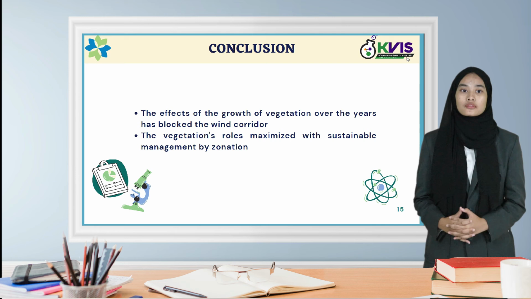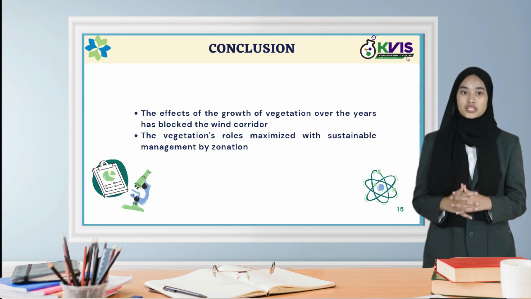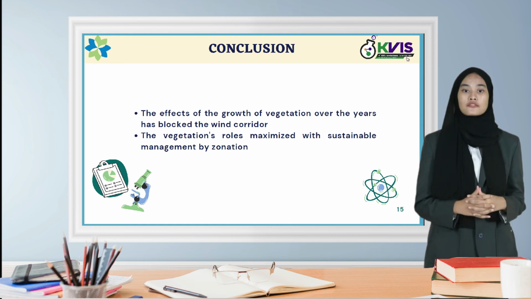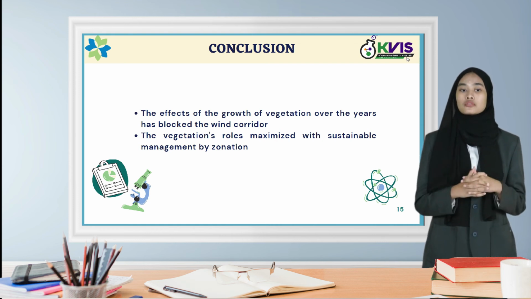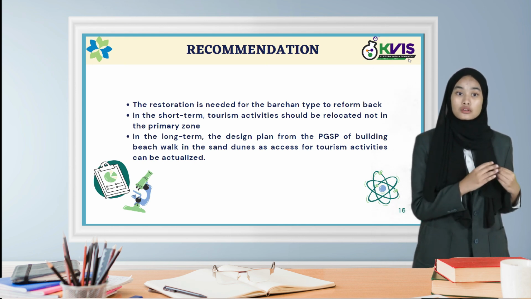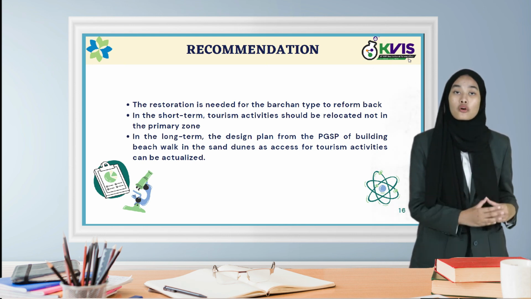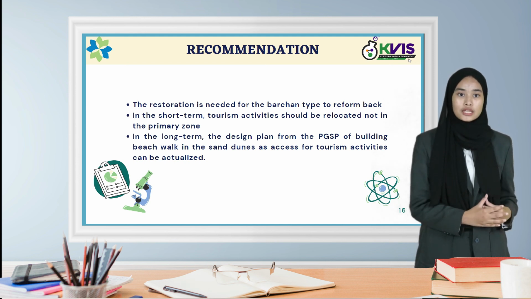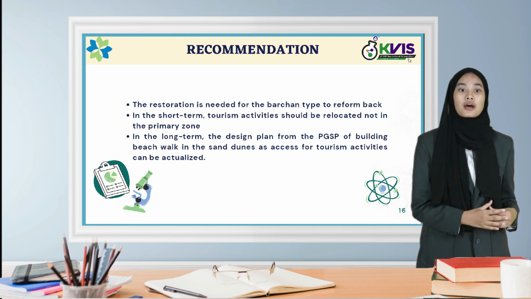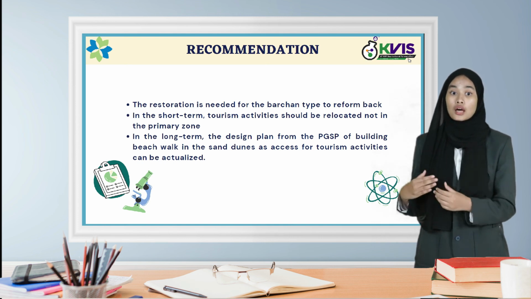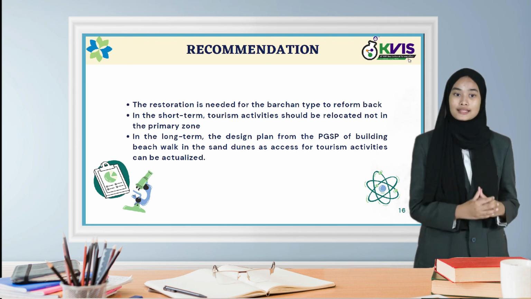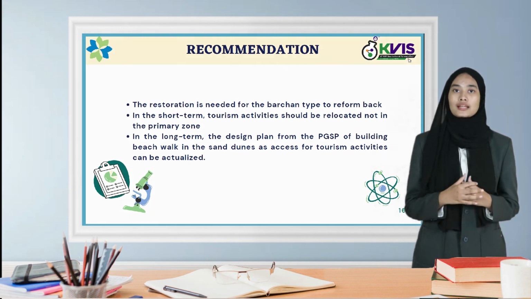Finally, we'd like to conclude this research: the growth of vegetation over the years has blocked the wind corridor that disrupts the sand dune function, and the vegetation's role can be maximized with sustainable management of the zoning policy. We therefore strongly recommend that restoration is needed for the barchan type to be reformed. In the short term, tourism activities should be relocated out of the primary zone, and economic activity can be placed by utilizing other zones. And in the long term, the design plan from the PGSP of building a beach walk in the sand dunes as an access for tourism activity can be actualized.